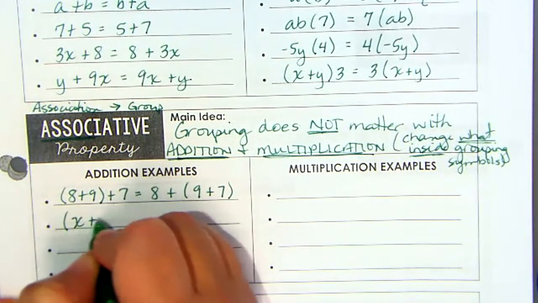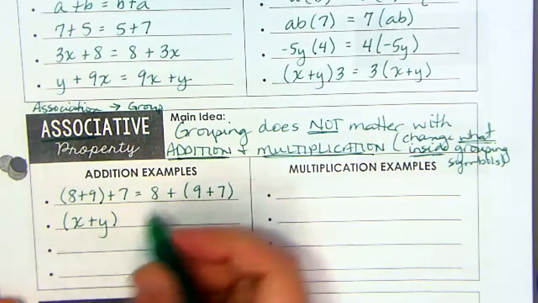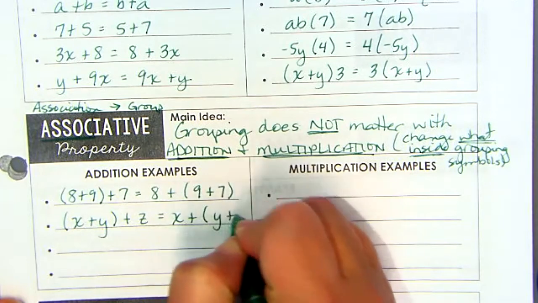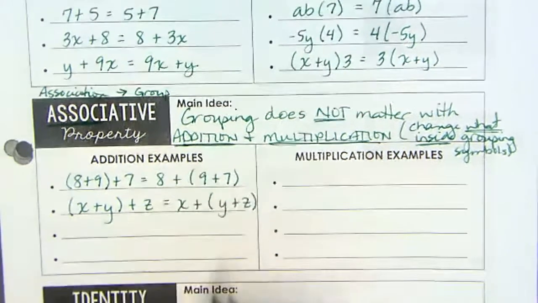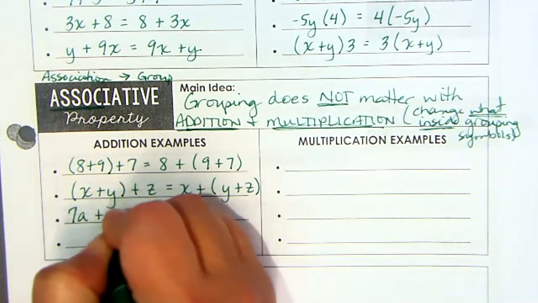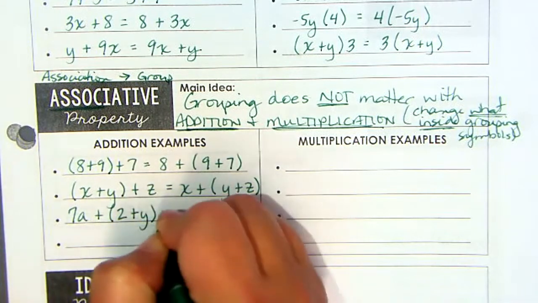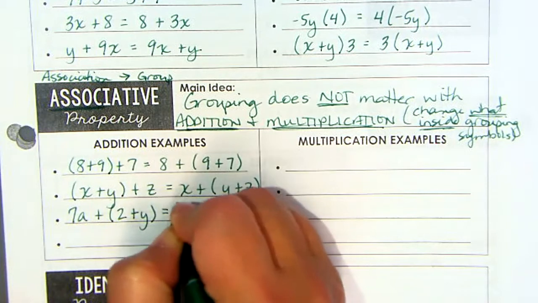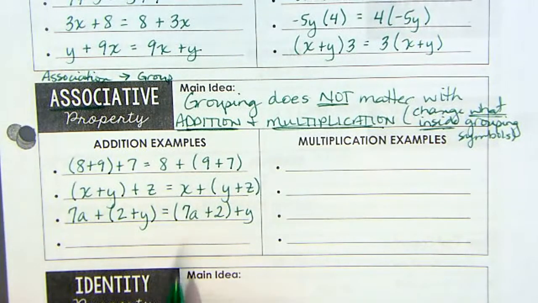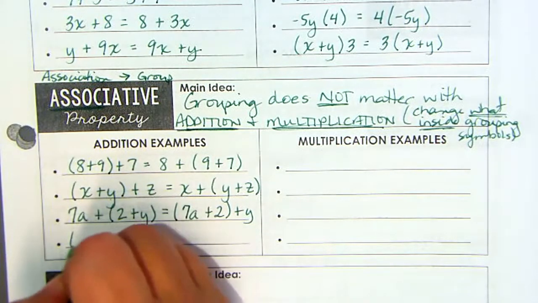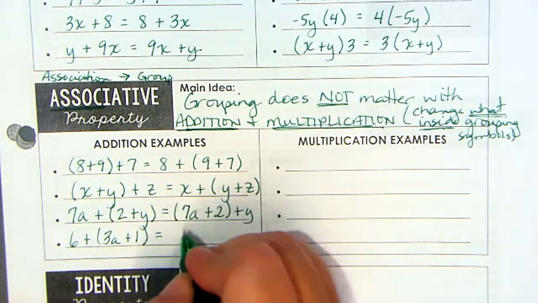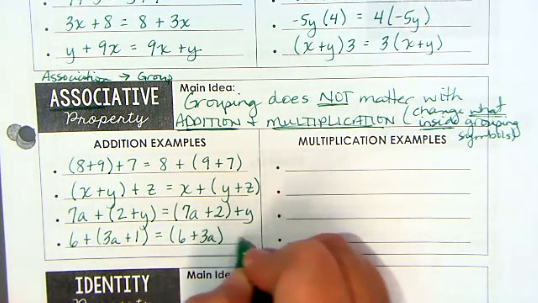Another example is x plus (y plus z) equals (x plus y) plus z. Notice the letters are still in the same order, just what's inside the parentheses is changed. Next example, 7a plus (2 plus y) equals (7a plus 2) plus y. It's just changed where the parentheses are located. Last example for addition, 6 plus (3a plus 1) equals (6 plus 3a) plus 1.